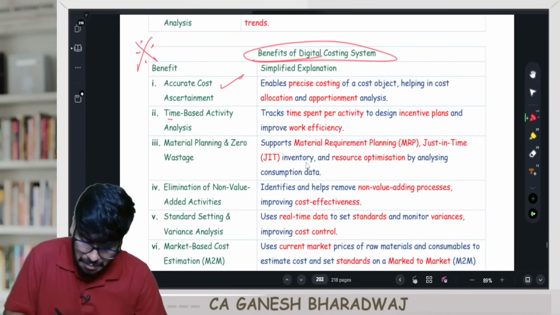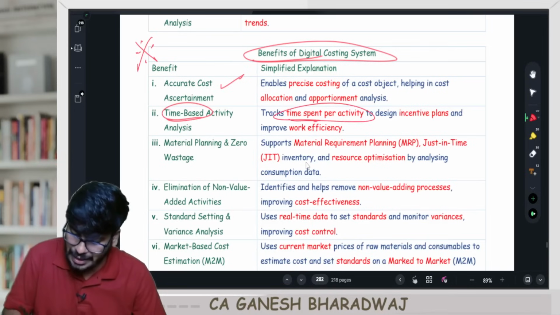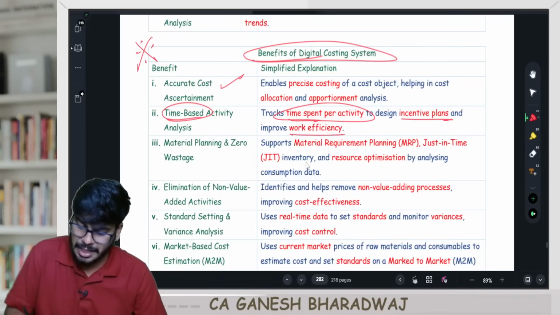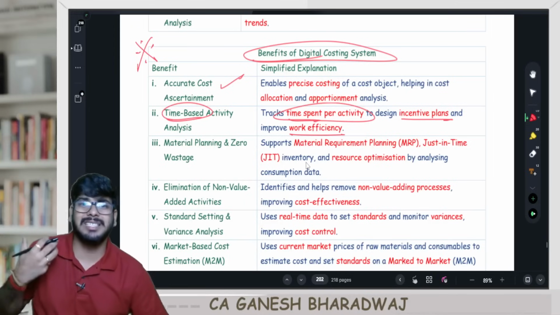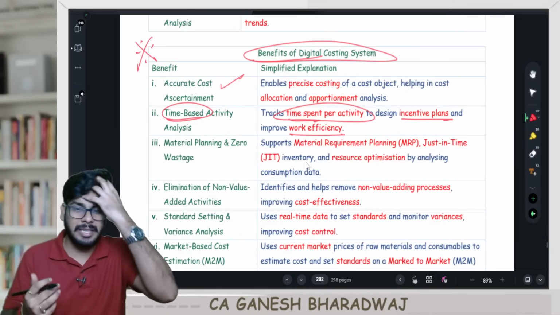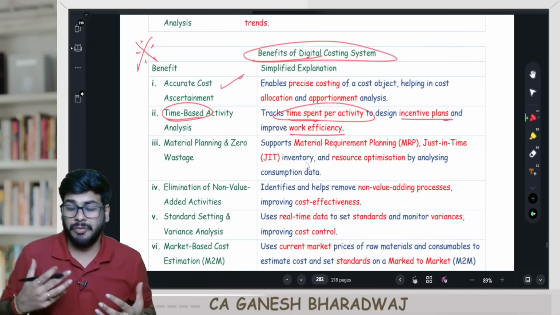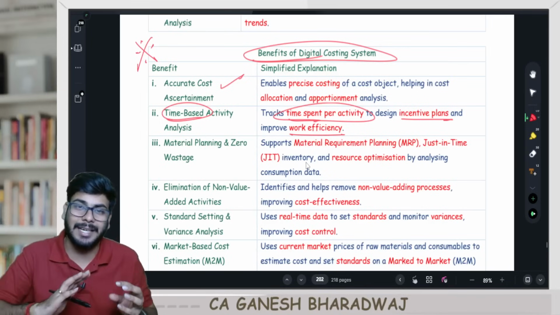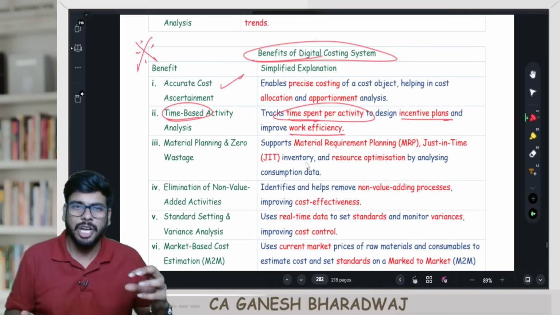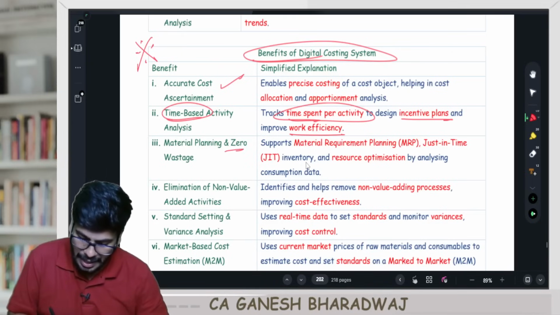Number two, time-based activity analysis. What are they mentioning here? Tracks the time per activity to design incentive plans and improve work efficiency. So now, for each and every employee, what is the time they are spending? Based on that, whether they are spending more time or less time, whether they are being efficient or inefficient, all these things can be tracked, and accordingly you can exercise control, you can penalize, or you can maybe reward them. Then material planning and zero wastage.